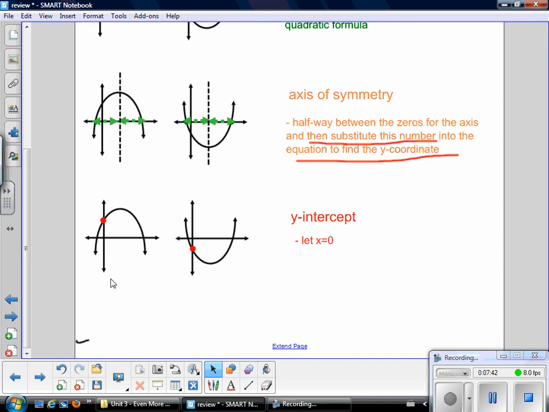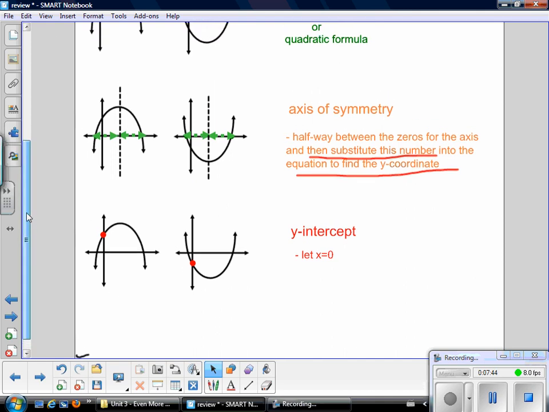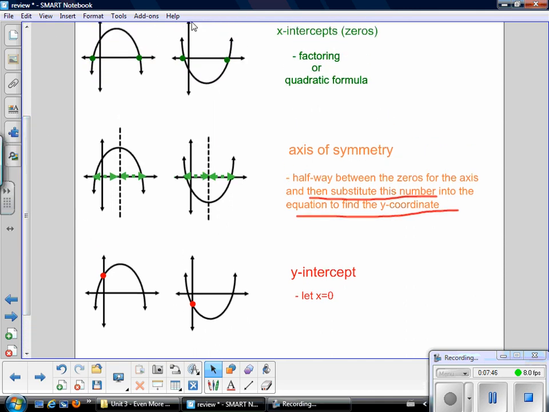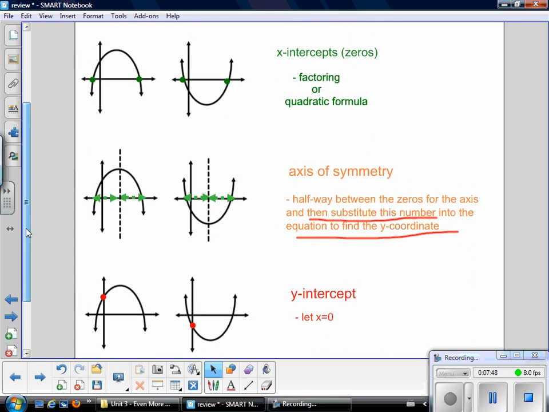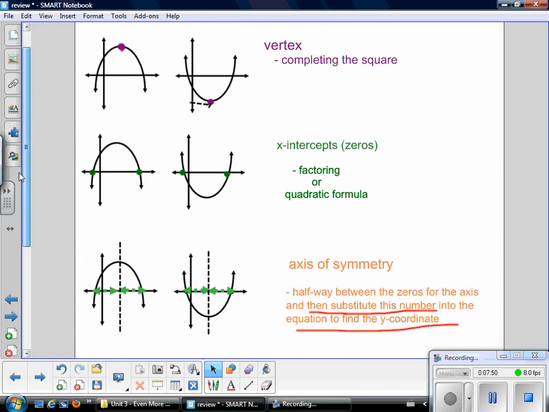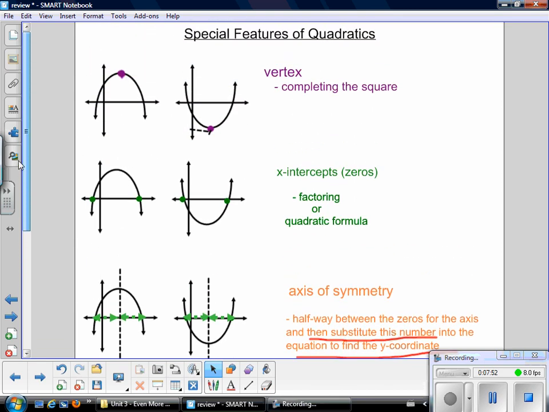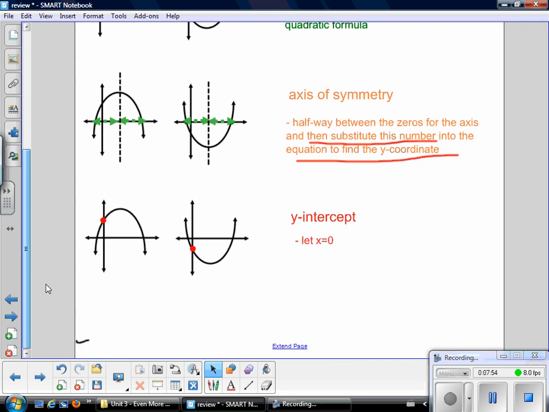So that gives us an overview of how all of those things work together to form a better picture of what our parabola is doing. Now I'm going to go to the next page and we're going to do a few examples, one of completing the square and one of using the quadratic formula, just for a review before we do review questions.